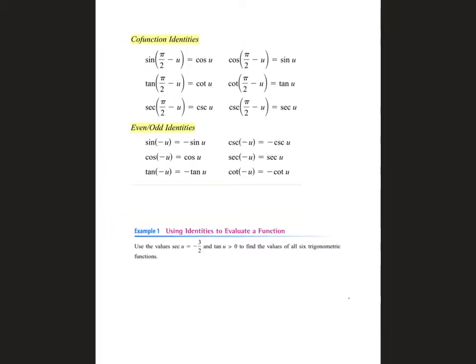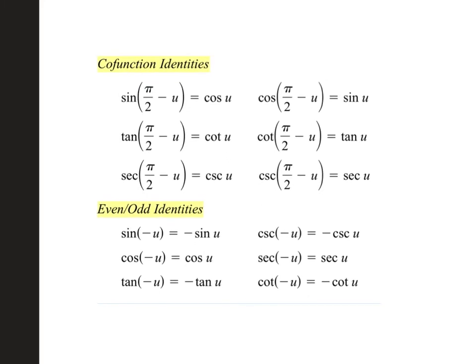On the next page, we have some more: cofunction identities and even and odd identities. We don't use these too much, but on WebAssign, there are some questions where it'll give you the sine of pi over 2 minus u, and then you just have to type in that the answer is cosine of u. On WebAssign, just be careful that what you're typing in is all lowercase, because that kind of trips people up. For these, you're just typing in the answer, so it just has to be all lowercase.